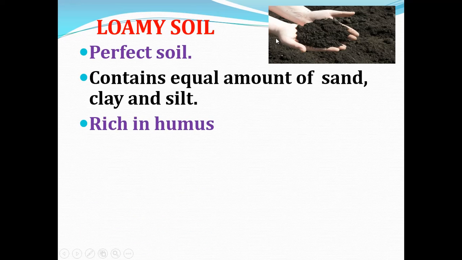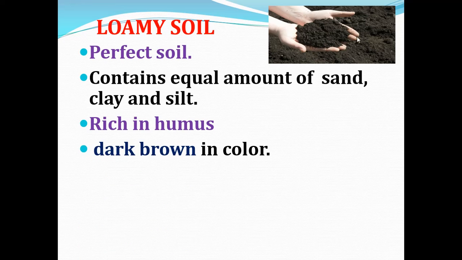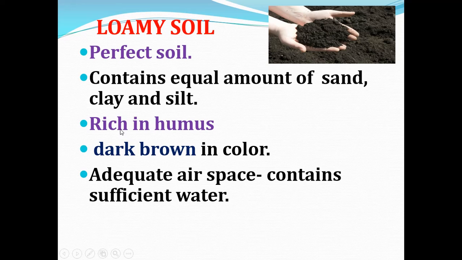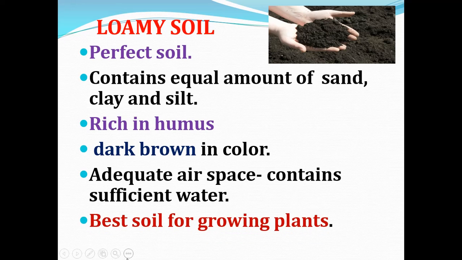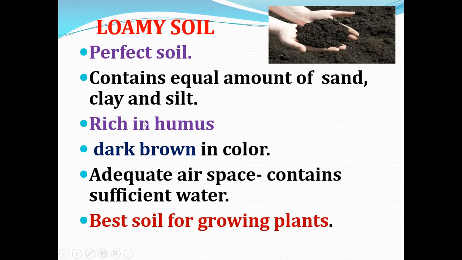It is rich in humus. You can see the color itself and understand that it is rich in humus. The color is dark brown, and it has adequate air space, so that it can hold the water. It has adequate air space and it contains sufficient water also. It is the best soil for growing plants. So this loamy soil is suitable for the growth of plants, so we can select the loamy soil for growing plants.